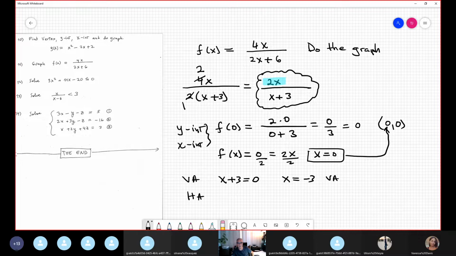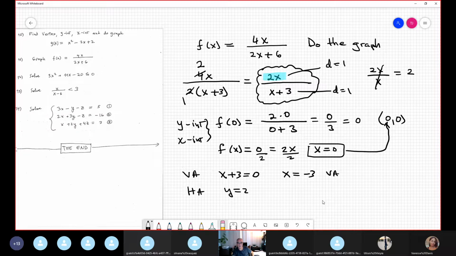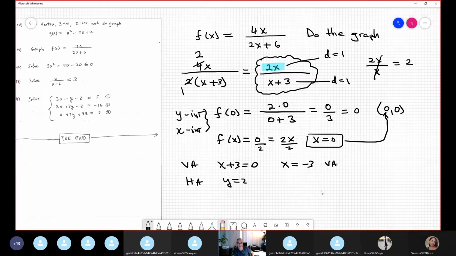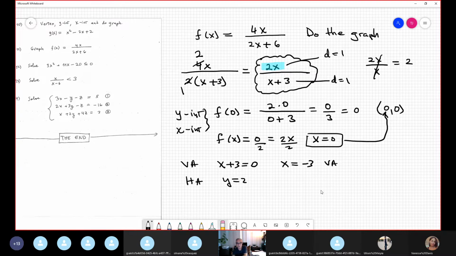Of course we have, because the degree here is 1, and the degree here is 1 also. The dominant term on top is 2x, and the dominant term in the bottom is x. The answer, after the simplification of the x, is 2. So y equal 2. This is my horizontal asymptote. Okay, one more piece of information. We need symmetry. No symmetry.